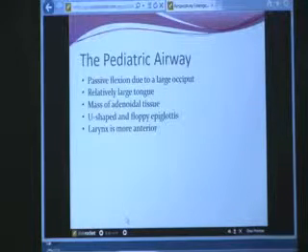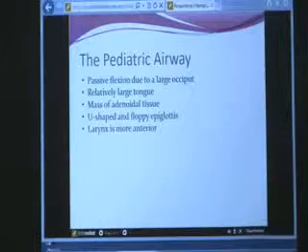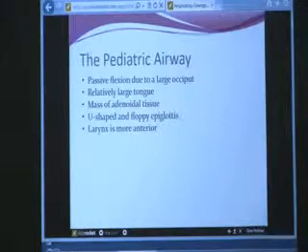So the pediatric airway differs in that the head of the patient is usually larger. So when they're laying flat or on the backboard, and you know this, they're in flexion, so it blocks off their airway. And usually they need some kind of towel, or that little gel thing that you put under their head, so it opens up their airway. And I have pictures, I can show you that.